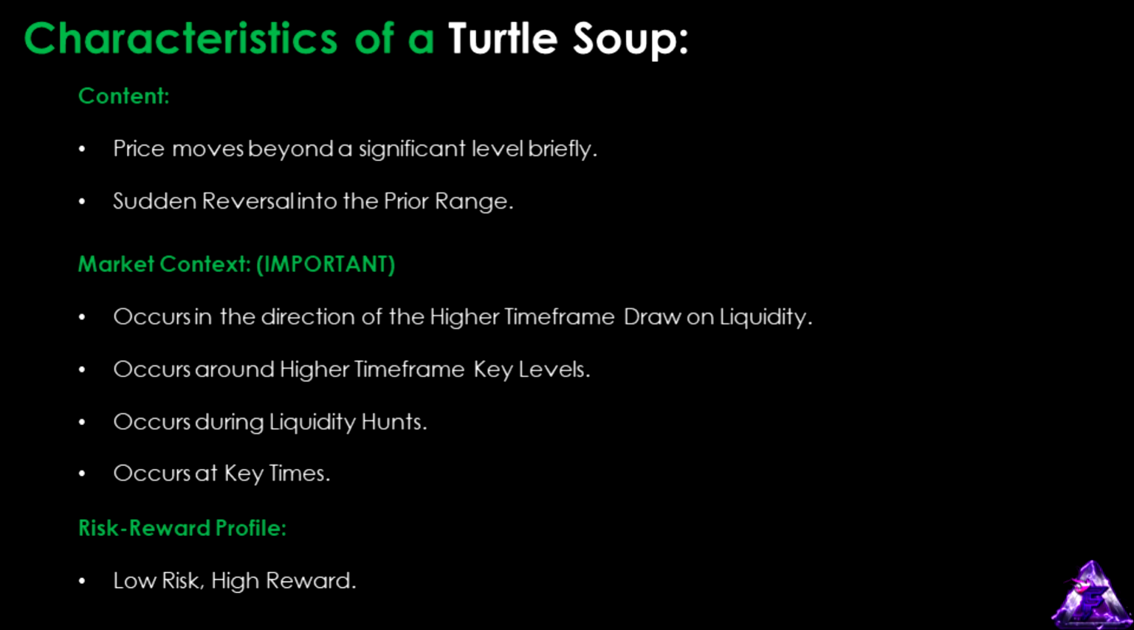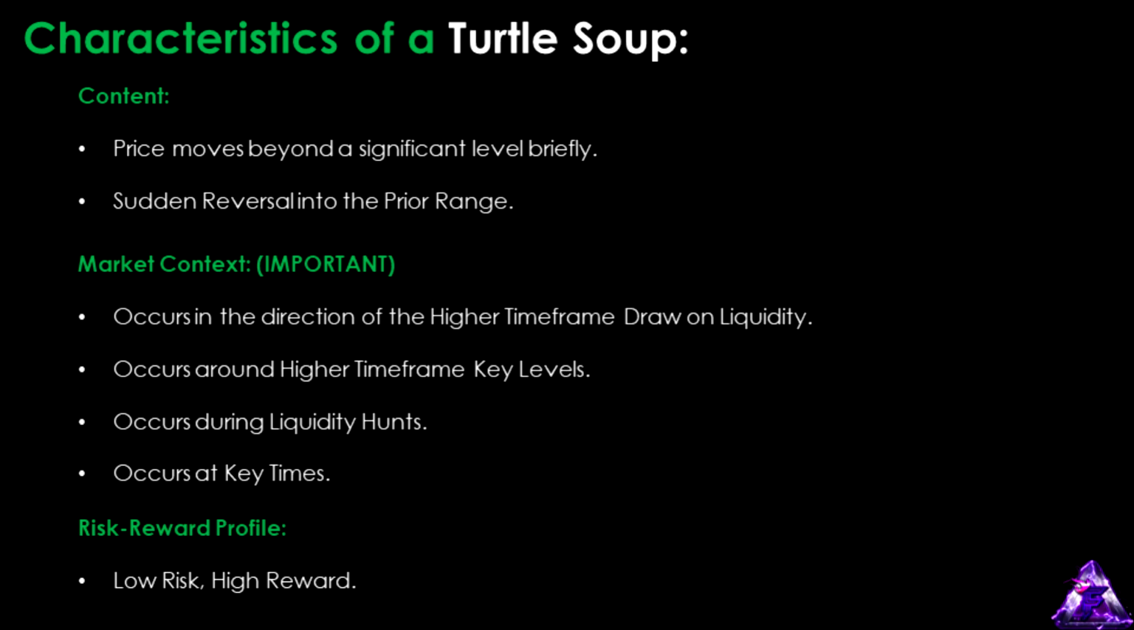Typically, price moves briefly beyond a significant level. The market pushes past a critical point, such as a previous day's high or low, a candle range high or low, or a swing high or low. This movement is designed to trigger the stop losses of retail traders, creating a liquidity purge. Once the liquidity is grabbed, price quickly reverses back into the previous range. This reversal confirms that the manipulation profile is complete and signals the start of a move or expansion in the opposite direction.